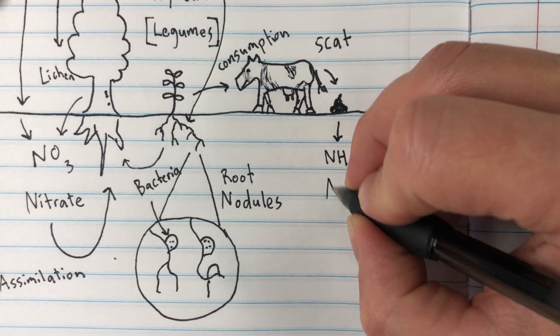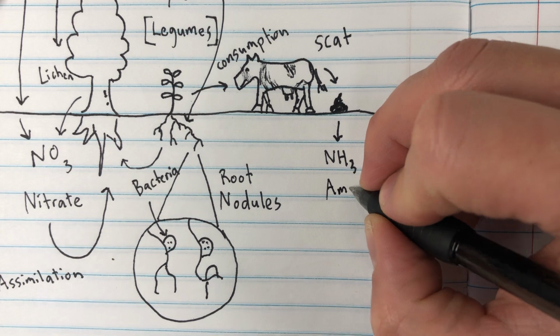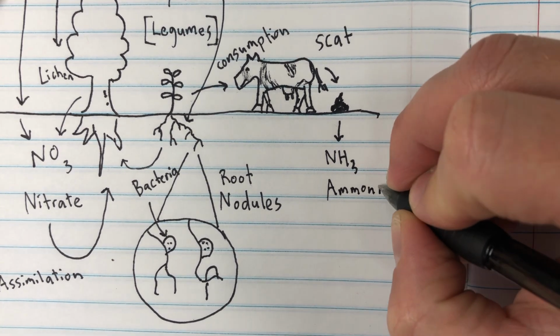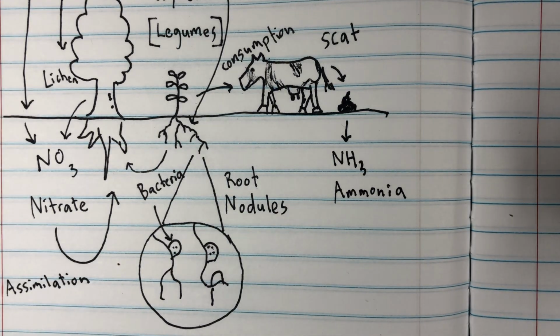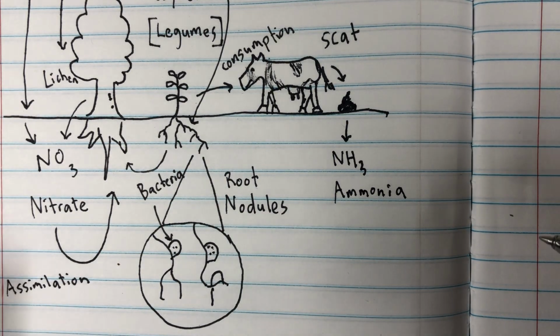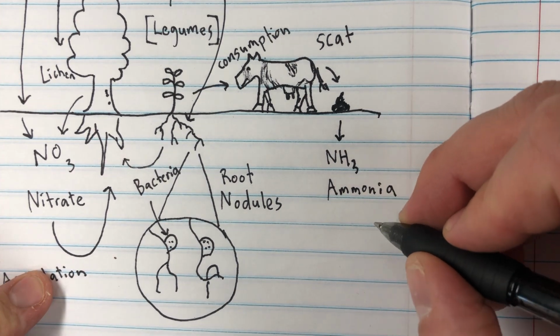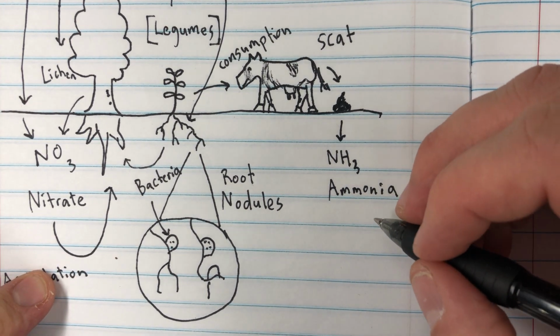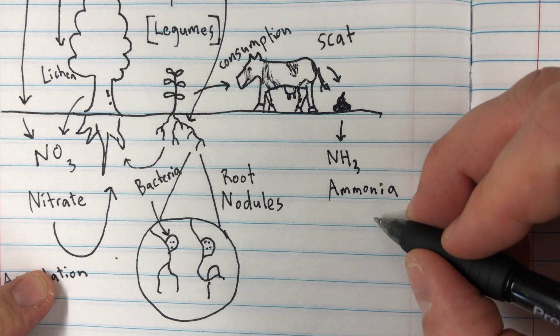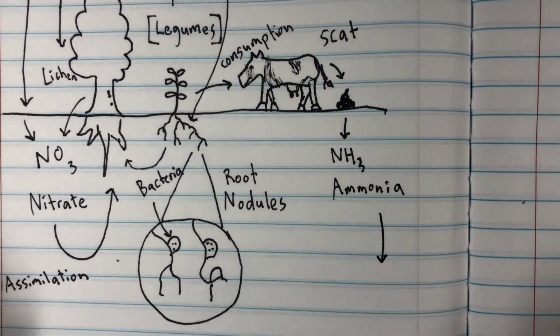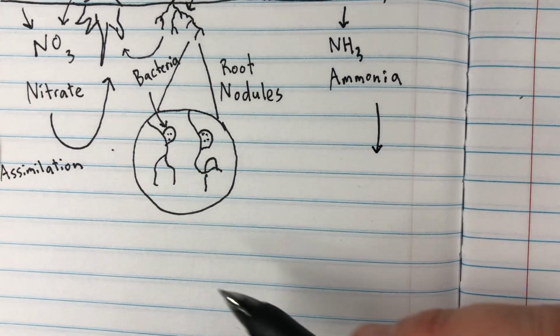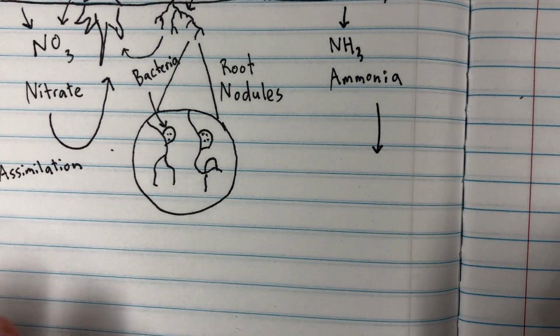So NH3 is also known as ammonia, or ammonium, okay, with NH4 plus. But we're just going to focus on ammonia. And what happens with ammonia, it's quite toxic, so it needs to be converted, okay? And there's a mini cycle below the soil that takes place to convert it, okay?